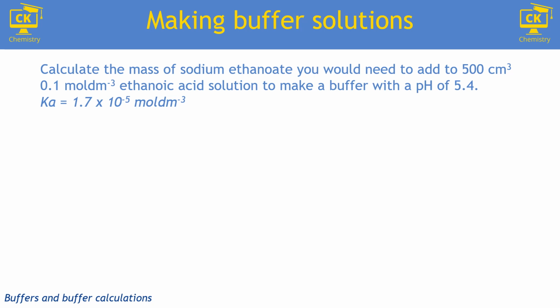So we're going to do a really similar method, except this question is taking it from a different direction, because instead of being asked to calculate the pH, we are being given the pH and asked to calculate the mass of the sodium salt that we would need. So let's work it through. We are still going to use this equation. Ka is concentration of H plus times moles of my salt divided by moles of HA.